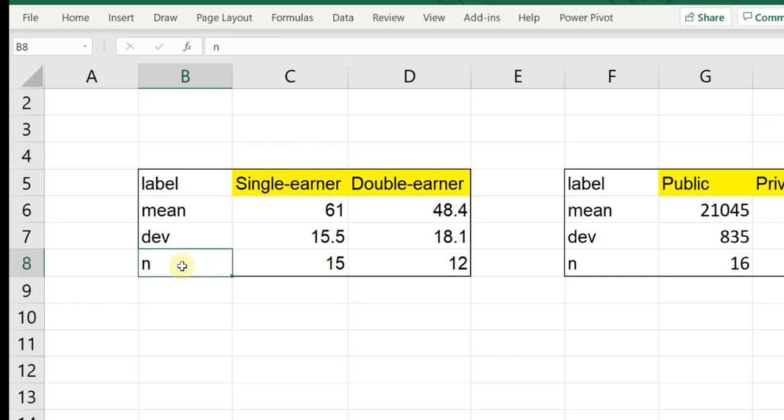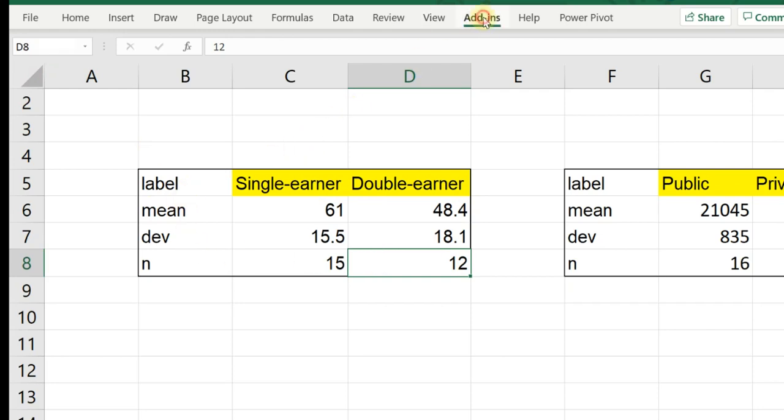Now in this column, I actually have my first group. This is our second sample or second group. Single earners, their average was 61 minutes, deviation 15.5, sample size 15. The double earners, their average was 48.4 minutes, deviation of 18.1 minutes, and the sample size was 12. So please make sure that it looks exactly like this for 2 population means.